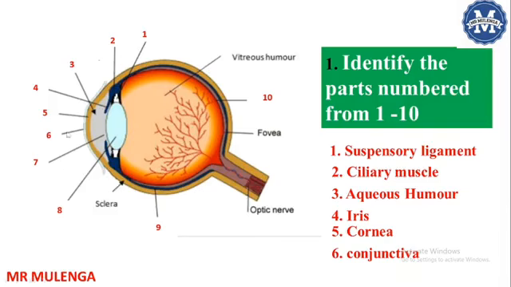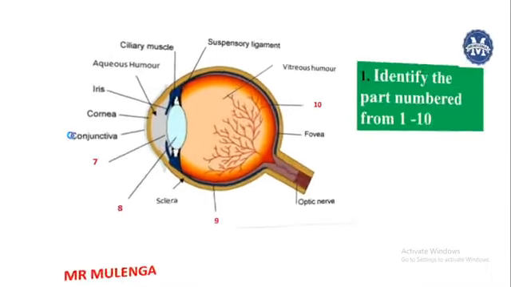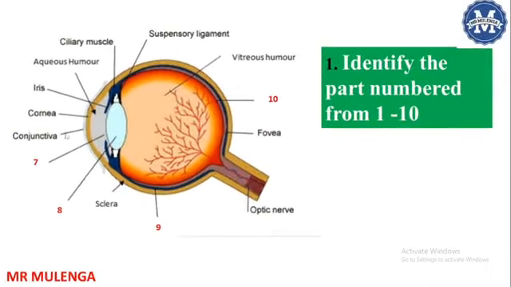So we have identified the parts labeled 1 up to 6, and we can now move on. We look at the part labeled 7. We have identified the suspensory ligaments, ciliary muscle, upper summa, iris, the cornea, and the conjunctiva. We are now on the part labeled 7 right here. What is the name of this part labeled 7? The pupil. The part labeled 7 is called the pupil.